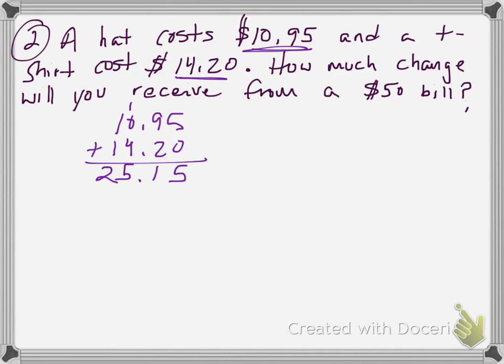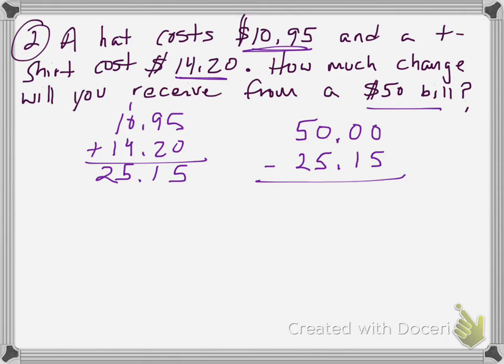It asks, how much change would you get from a $50 bill? So we're buying these items. We give the clerk $50. We're going to get some change. So to figure out your change, you need to subtract. So we would have 50, and we're going to be subtracting 25.15. Now to make this much simpler, you can add that decimal point after the number, add in your zeros, and now we have a normal looking subtraction problem.